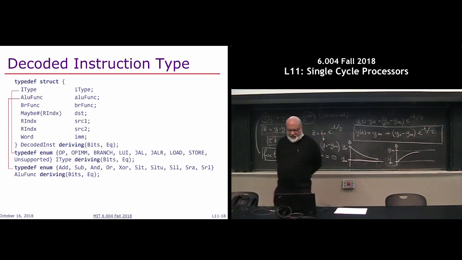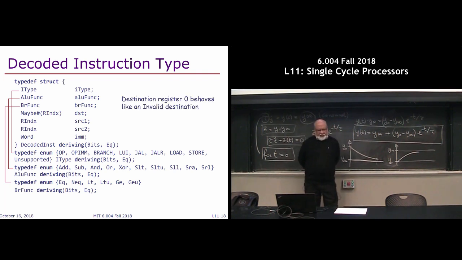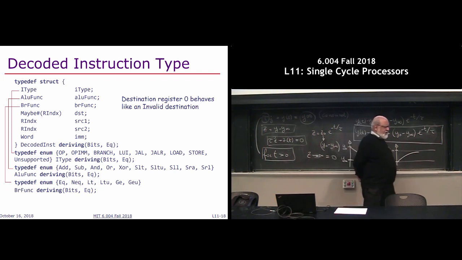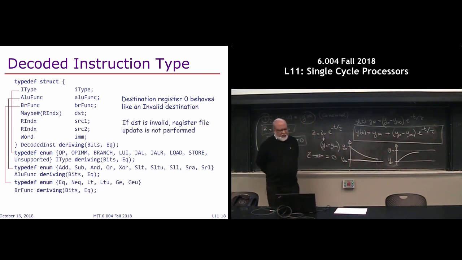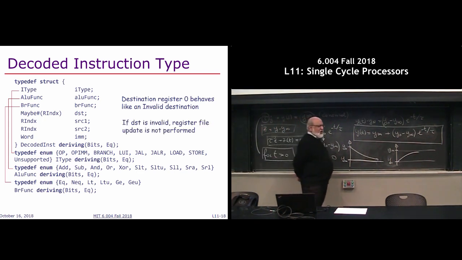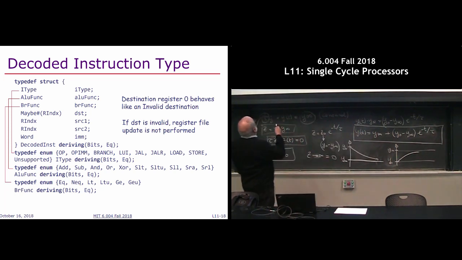Okay, so when you have ALU function, you have seen this type, and similarly you have seen the branch type also in this. We have seen all this earlier. And remember, register destination 0 always contains a 0, you can't overwrite it. Now the only thing that is funny in this type is this one, the maybe type.